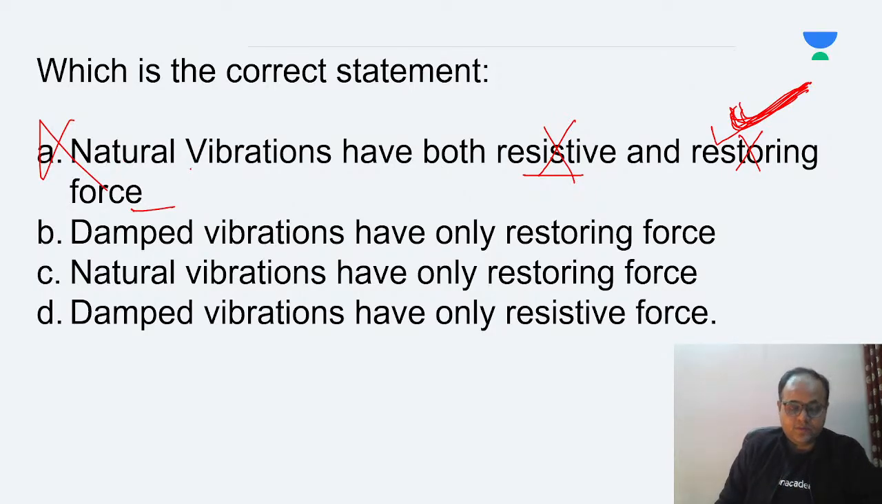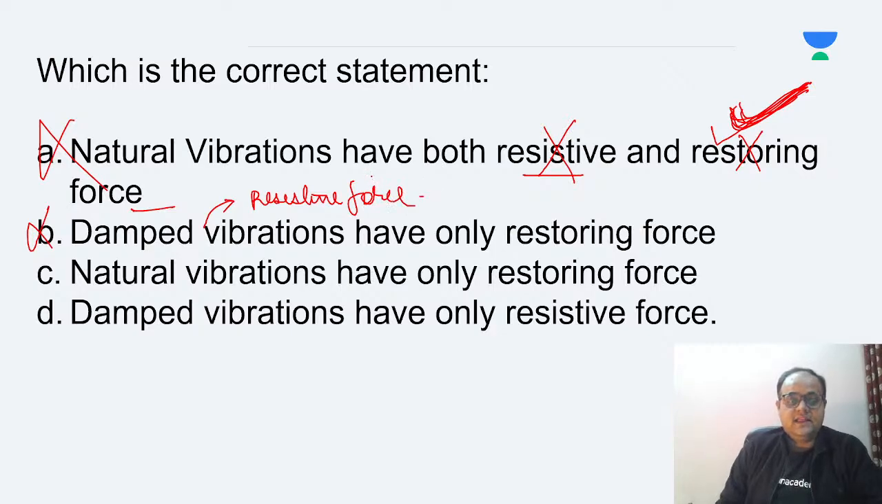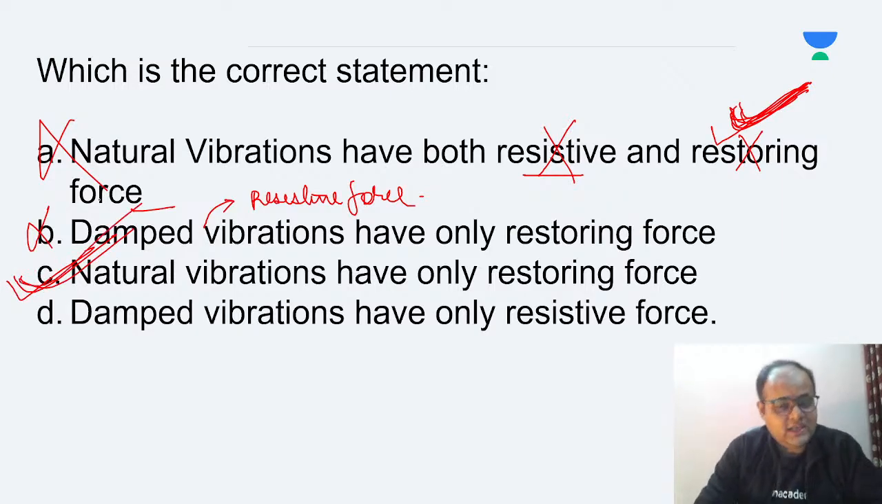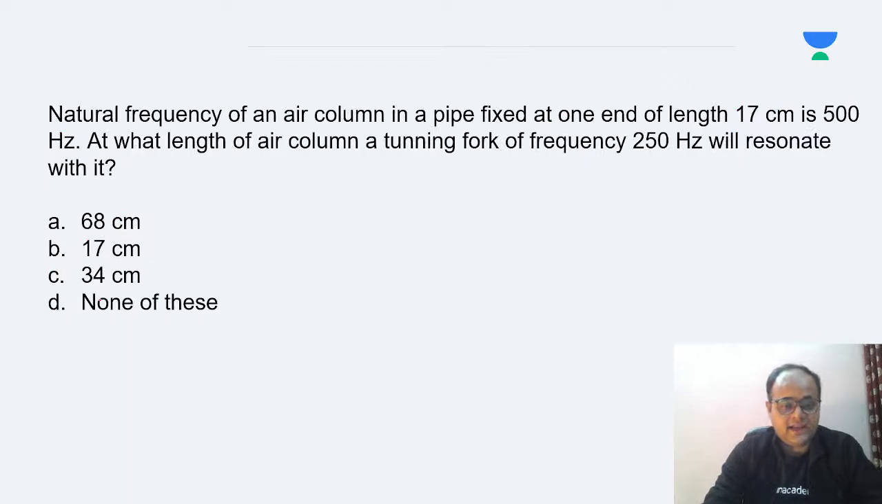Let's see the second statement. It says damped vibrations have only restoring force. No. Damped vibrations' most significant characteristic is the existence of resistive force. So this cannot be correct either. Natural vibrations have only... yes, that's the correct statement. A natural vibration has only restoring force. We do not see any resistive force in case the body is undergoing natural vibrations. So C is the correct option, right?